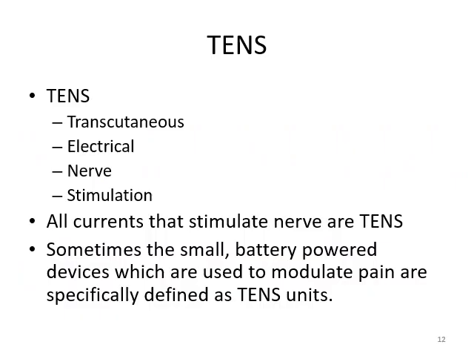Next type of electrical stimulation is TENS. TENS is a short form. Full form is transcutaneous electrical nerve stimulation. By simple definition of TENS, one can say that any type of current which is applied through the skin and which produces nerve stimulation can be defined as TENS. So in that way, all the currents that stimulate the nerve can be said to be as TENS.